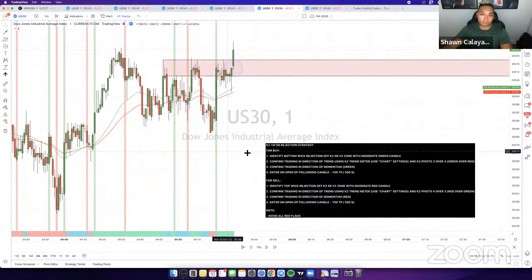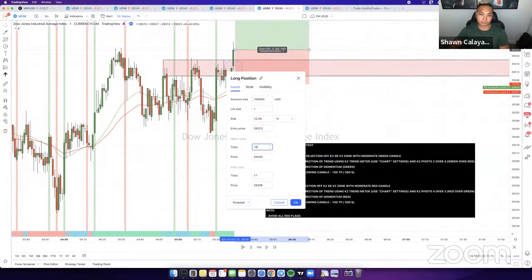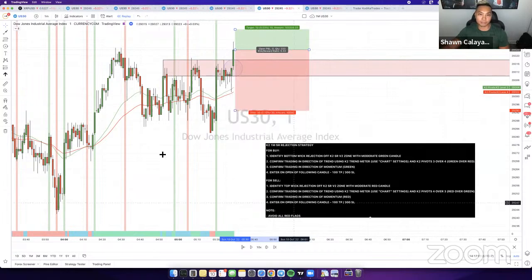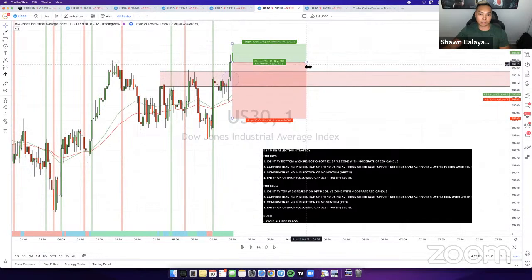For the third requirement, you want to confirm that you're trading in the direction of momentum. In order to confirm that, you want to look back at the most recent momentum signal here. You can see it's a green bullish momentum signal, and this is going to confirm that momentum is going upwards. Once you've met all those requirements, you can enter on the open of the following candle right here. Your TP is going to be 100 pips. Stop loss is going to be 300 pips. You let the trade run. And there you go, full TP.